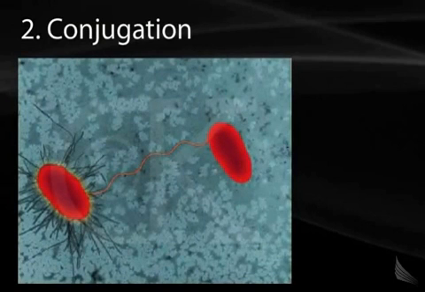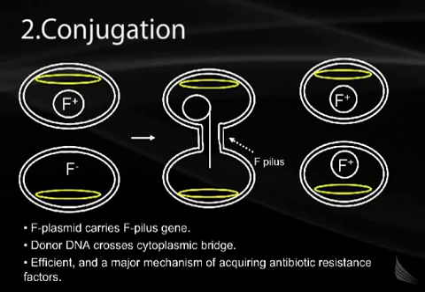Conjugation is the second type of bacterial genetics we need to talk about. This image shows the F pilus, which we're going to talk about, as it changes from one bacteria to another. The figure on this slide shows that there are two bacteria. On the far left, the top bacteria has the F pilus gene, and the bottom bacteria does not. It's F-. The gene is indicated by the circle around the F+.